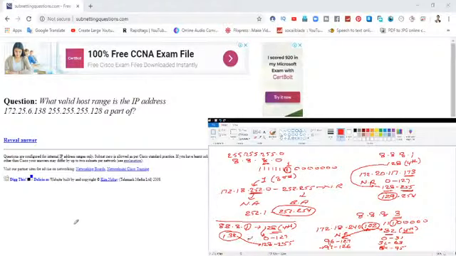So, this is the network range. What would be the valid host range? 129 to 254. Let us check the answer. 129 to 254 would be the answer. Let us check. 129 to 254 is the answer.